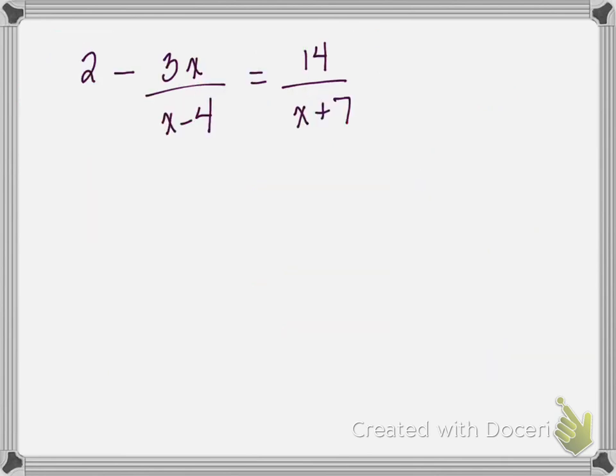I'm going to give you guys another one. You're multiplying by the least common denominator. You have to count it twice, right? Nope. You don't have to count it twice.